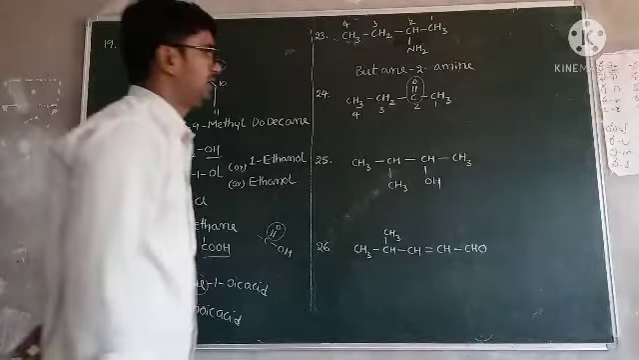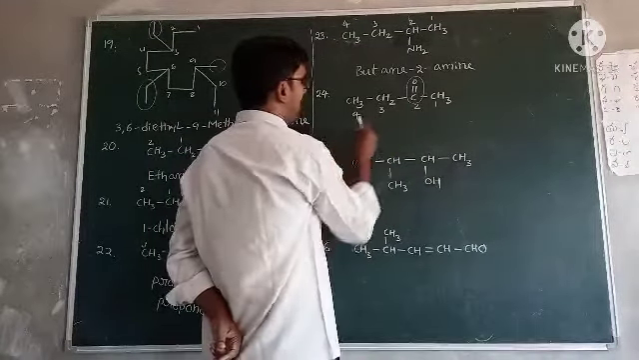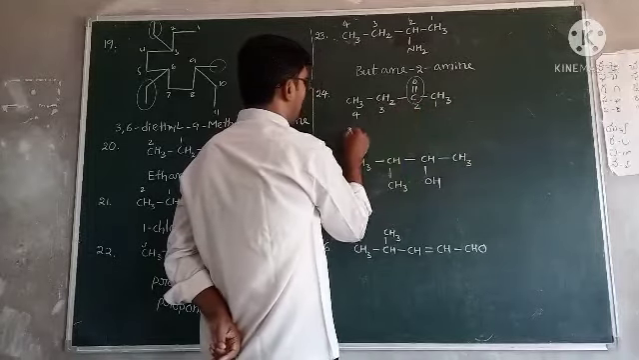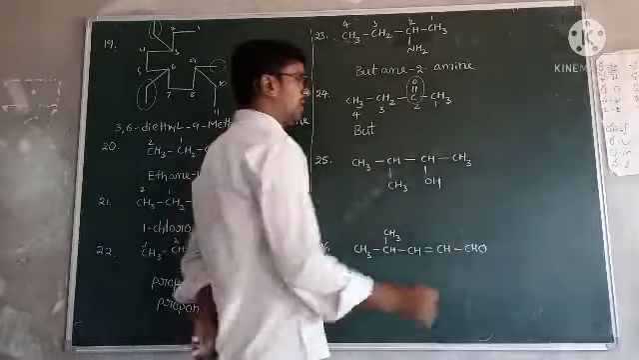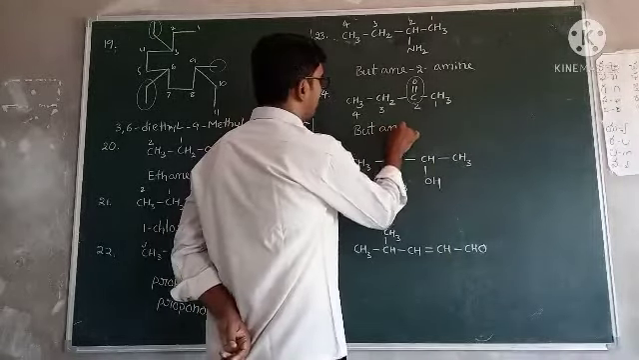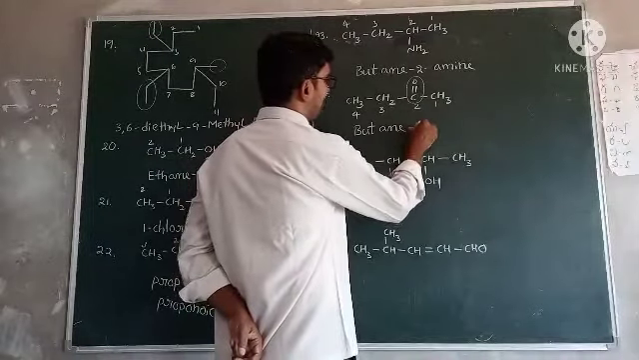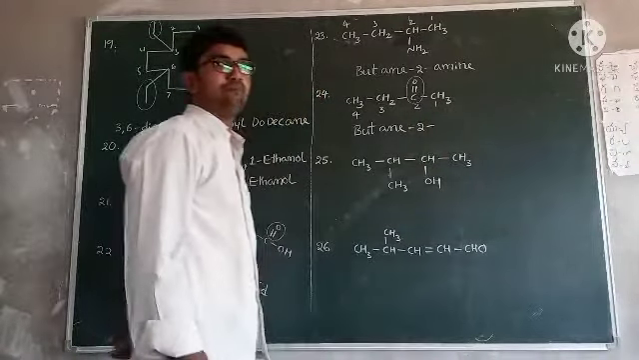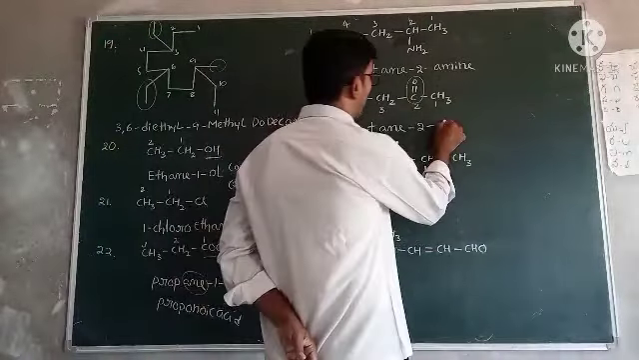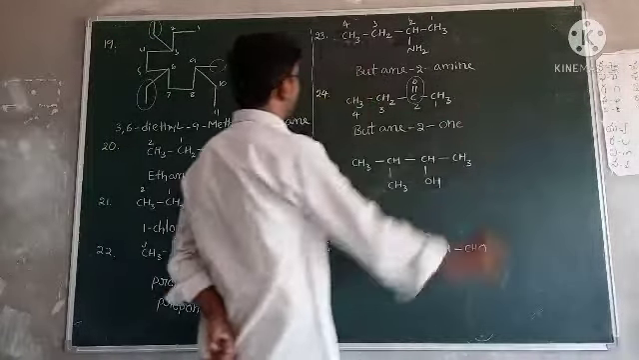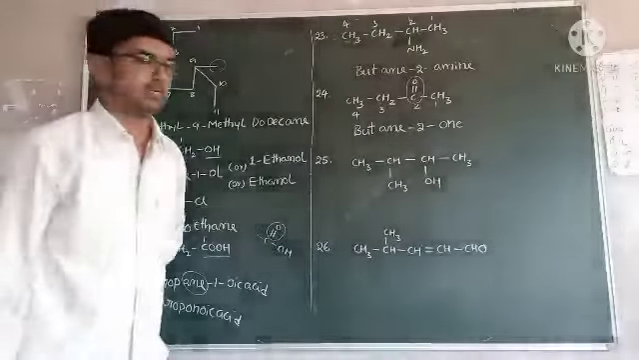Now write the name. First substitutions: there are no substitutions. Next, number of carbons: 4 carbons in the long chain, so but. And bond type: all are single bonds between carbons, so butane. And functional group: yes, one functional group present at second position, 2. And the ketone main name is one, O-N, not one, it is on. This is the 24th compound's IUPAC nomenclature.